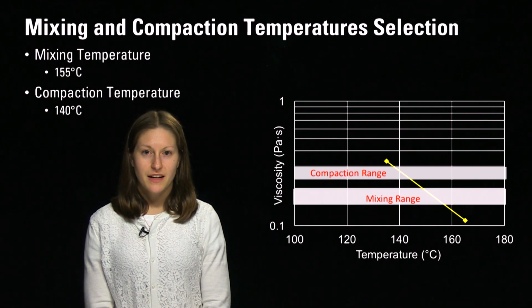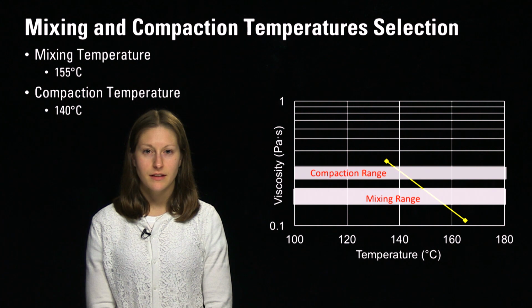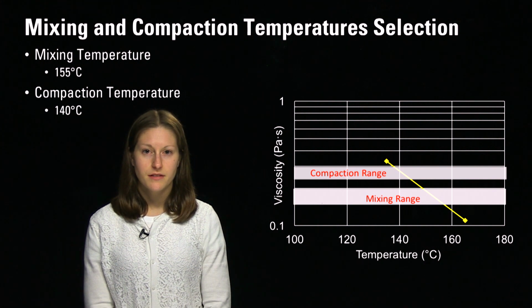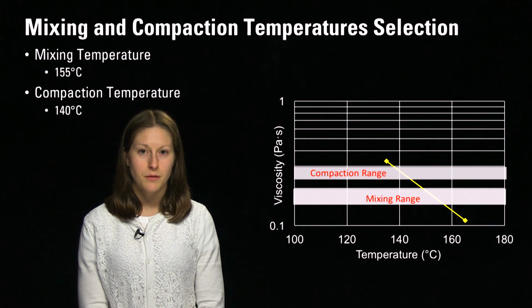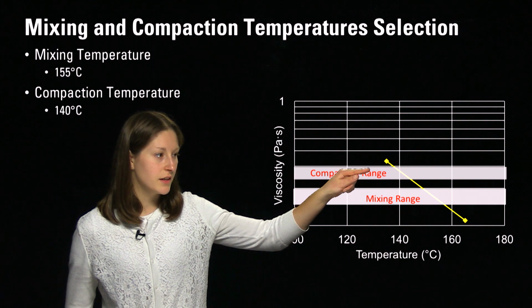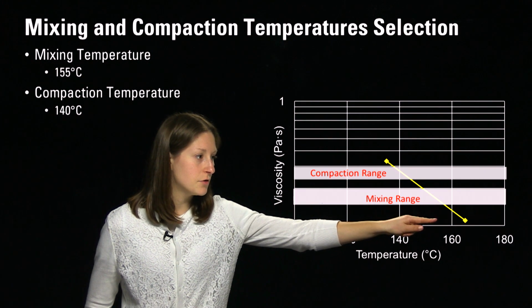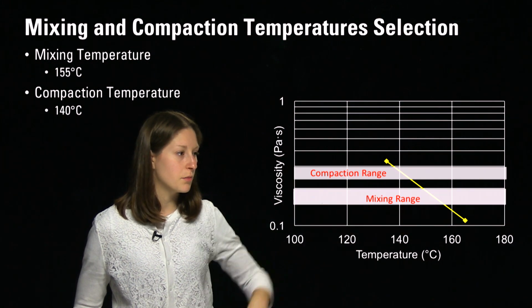Prior to fabricating asphalt mixture specimens, we have to select a mixing and a compaction temperature. We do this on the basis of asphalt binder viscosity. To determine our mixing and compaction temperatures, we measure our binder viscosity using the rotational viscometer at 2 temperatures. Hence, you see 2 data points here.